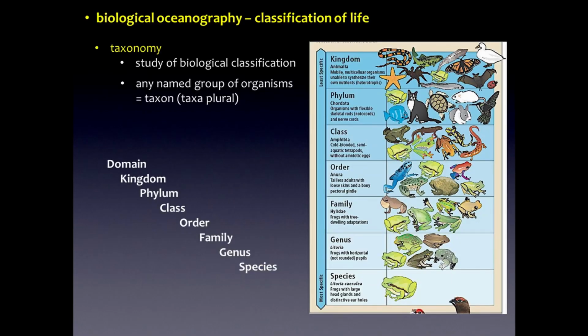The study of the classification of life is known as taxonomy. And basically what taxonomy does is it tries to classify something. It tries to take an object, take an organism, and say, you belong to this group. Any named group of organisms is known as a taxon. That's singular, taxa is plural.